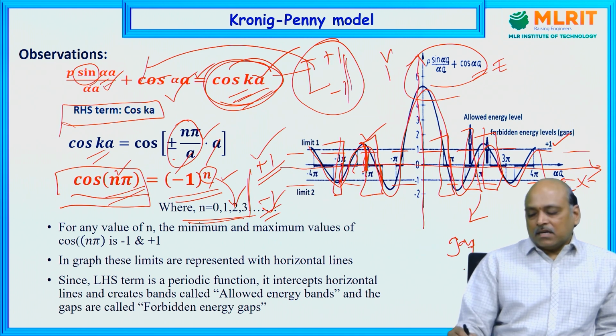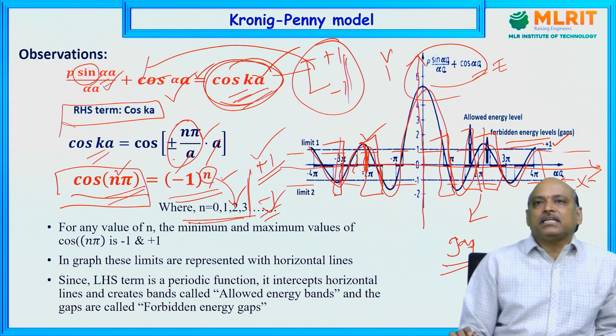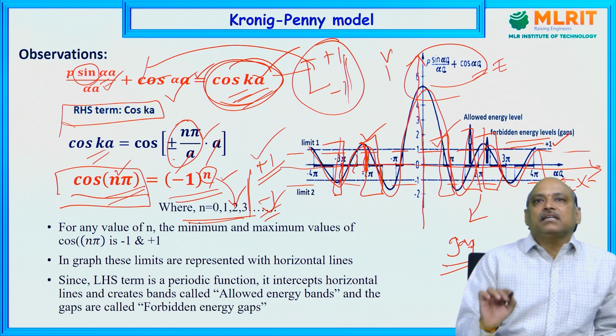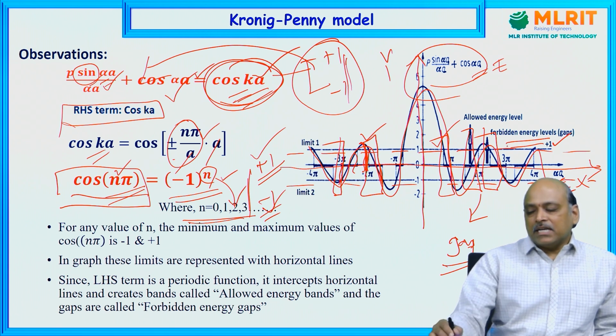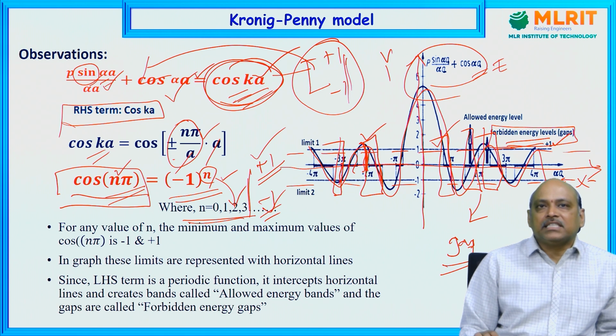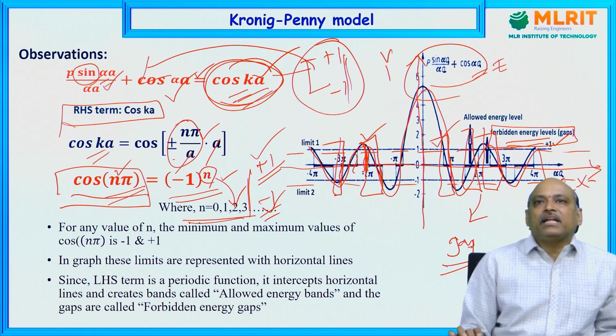That gap is called the forbidden energy gap of that electron. Here, the meaning of allowed energy band is where an electron can exist with that energy value, and forbidden energy gap is where an electron cannot occupy that region. It is a forbidden value. An electron cannot have that value.